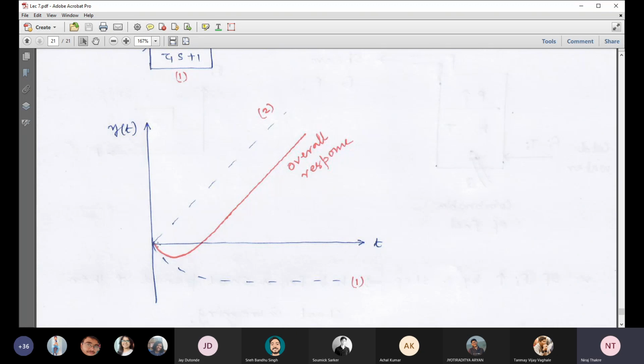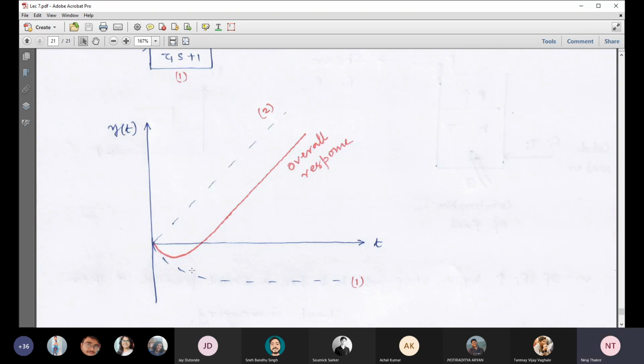Okay, so you see this first one means first order response, K1 divided by tau 1 s plus 1. And this second one is basically K2 by S. So if we combine these two with time, we'll get the overall response like this. This red color is basically the combination of first and second response. So are you understanding why this is called inverse response?